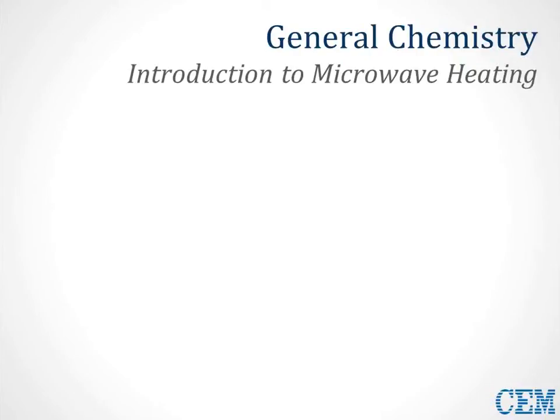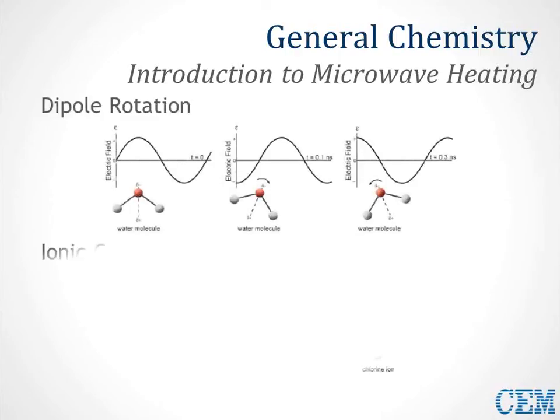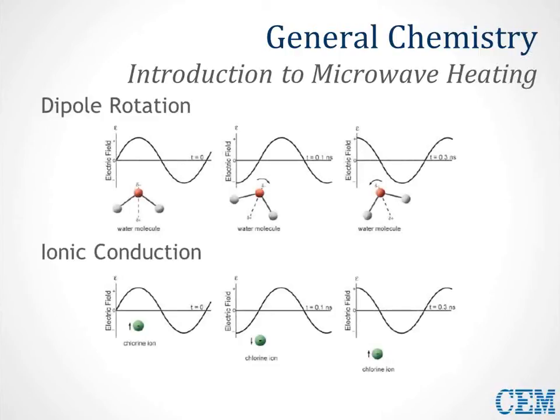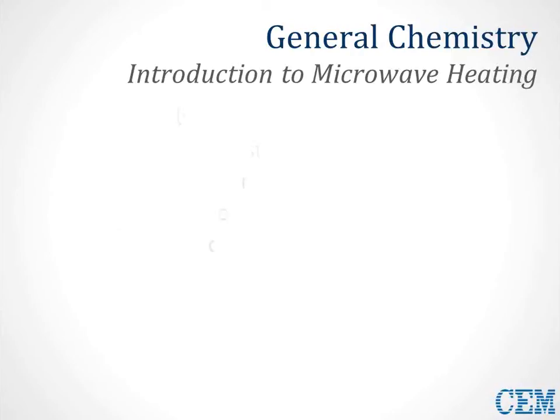So one of the things we wanted to do was first look at a general chemistry experiment, and really what we wanted to do is start at the very beginning, introducing microwave heating to the students, giving them some experiments so they can understand the mechanisms by which microwave is heating, and introducing these concepts of dipole rotation and ionic conduction that I talked about earlier. So kind of giving them an idea of the different ways you could explore this in a laboratory setting.